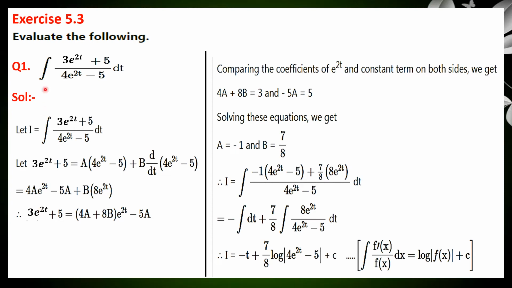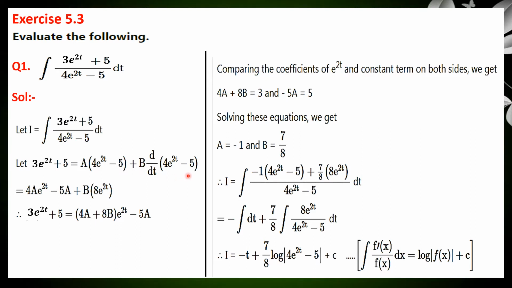Exercise 5.3. Evaluate the following. Question number 1. Integral of (3 e^(2t) + 5) divided by (4 e^(2t) - 5) dt. This is of the form (a e^x + b) divided by (c e^x + d). So we will express the numerator, 3 e^(2t) + 5, as capital A into the denominator, 4 e^(2t) - 5, plus B into the derivative of the denominator.